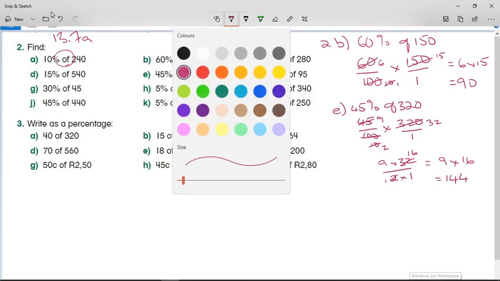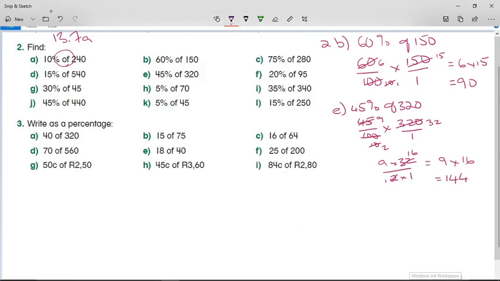So now I want to talk to you about this next one because it's a little different, okay? It says write as a percentage. So this question is actually asking you, like when you get marks at school, how would you write your marks from school as a percentage? Okay, so normally in a test you get like 25 out of 30, 20 out of 30. You have to convert it to a percentage. So let's look at A.